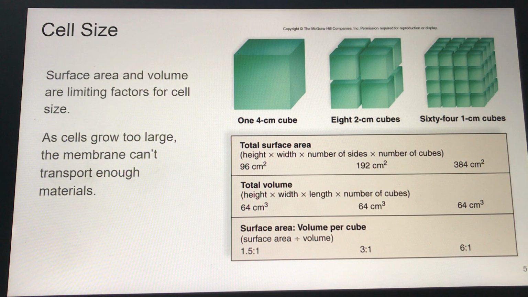So really here, what we look at is the surface area to volume ratio. And here you see it's 1.5 to 1, 3 to 1 and 6 to 1. And if you have a higher ratio that you see here in the smaller cell, this is what you strive for. The higher that surface area to volume ratio, the better that cell would be able to deliver things to the middle of the cell.